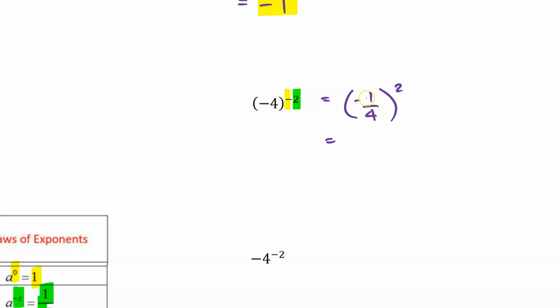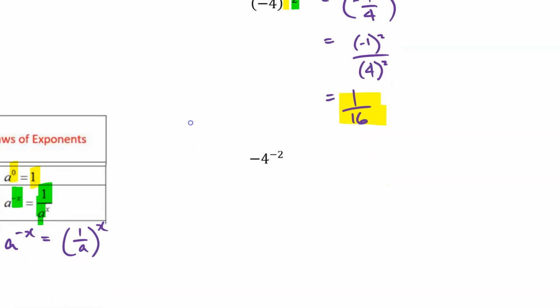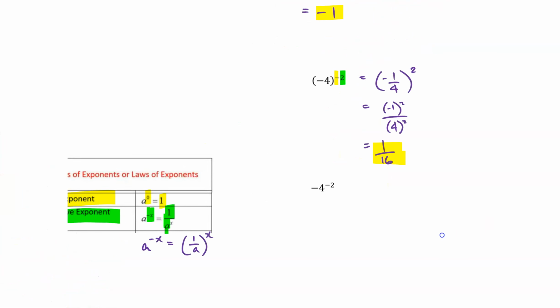The next step is to handle the 2. If you remember, the 2 needs to go into both of these terms, and what we end up with is negative 1 squared over 4 squared. You can imagine the negative is either on the 1 or on the 4, but it can't be on both. So this is negative 1 all squared, and this is 4 all squared, because the 2 goes to both. I end up getting 1 over 4 squared, which is 16. And done. Let's move on to another one.